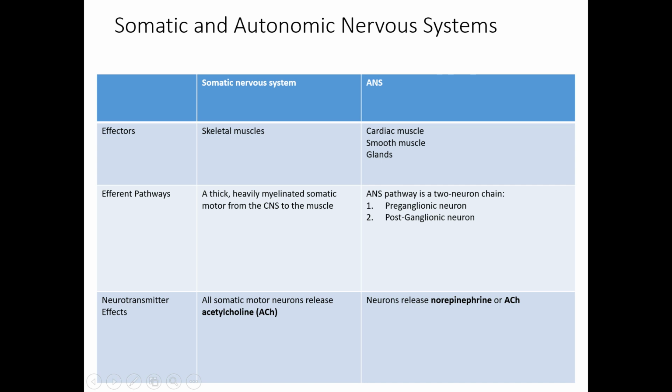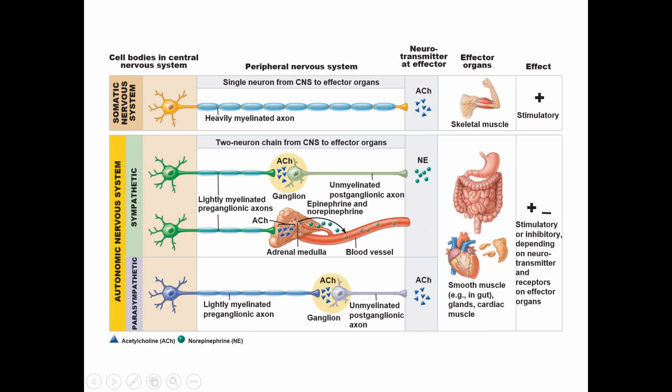Autonomic nervous system is involuntary, activates cardiac and smooth muscles and glands, and the pathway from the brain or spinal cord is two neurons, not one. One is preganglionic, another one is postganglionic. They carry information to activate smooth and cardiac muscles and glands, and to do that they use two neurotransmitters, either norepinephrine or acetylcholine. Let's look at the picture.